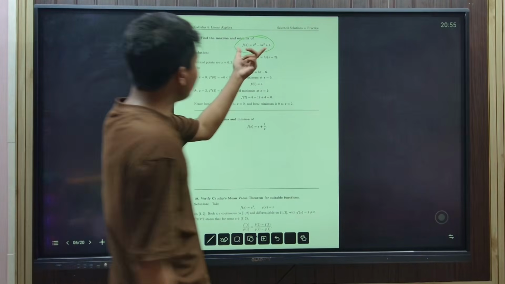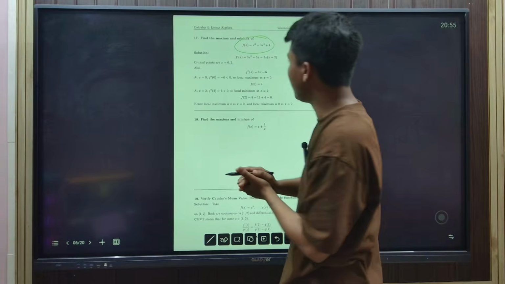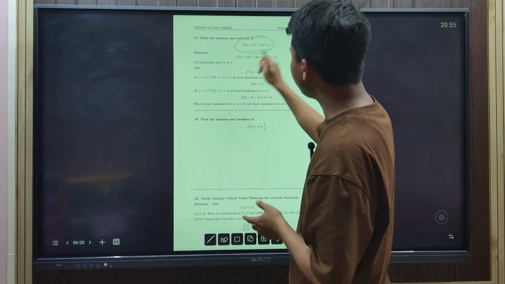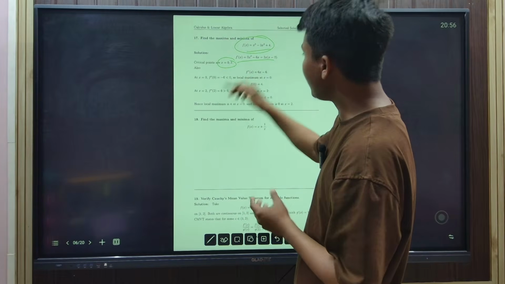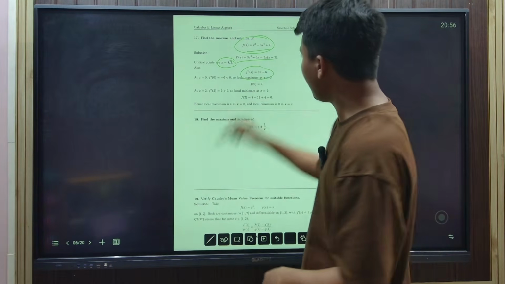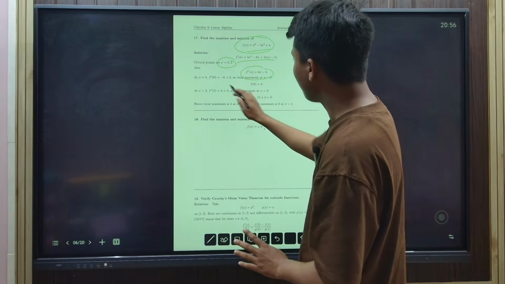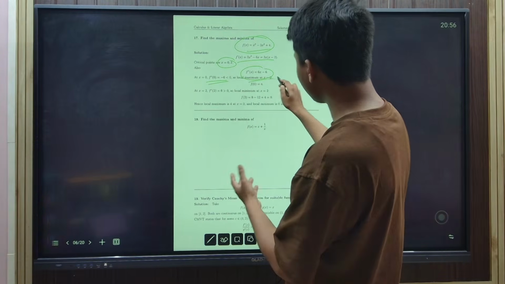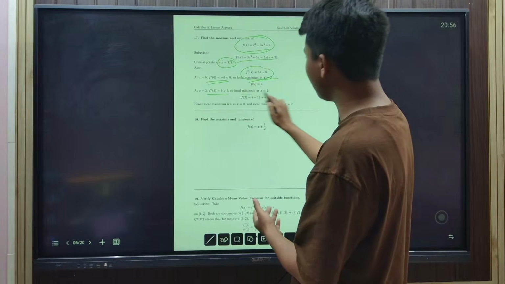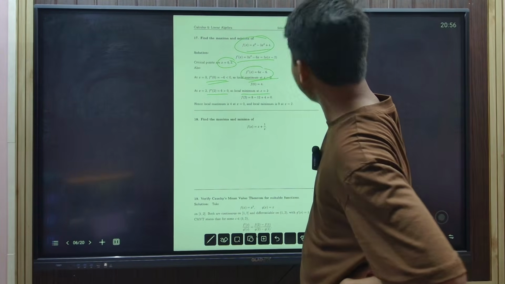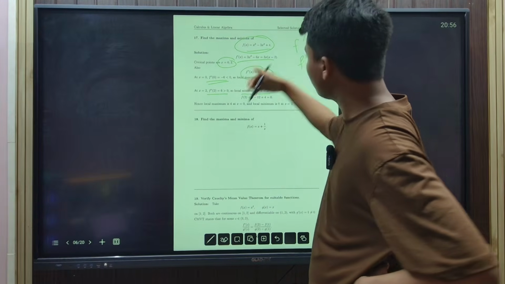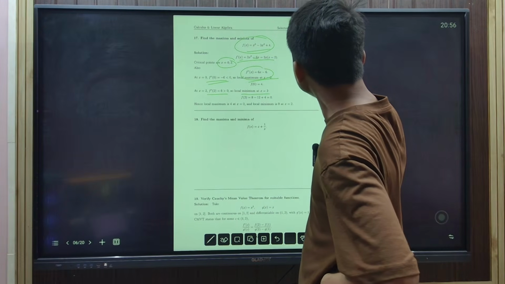So now, f(x) equals x square, you have to find the minima and maxima. How do we find it? First of all, I will find the critical points, f dash x equal to 0, and take the critical points, x equals 0 and 2. Then I will check the behavior of f double dash x at the critical points. If f double dash x is less than 0 then it is a maximum, if greater than 0 then it is a minimum. f dash means the first derivative, f double dash means the second derivative.